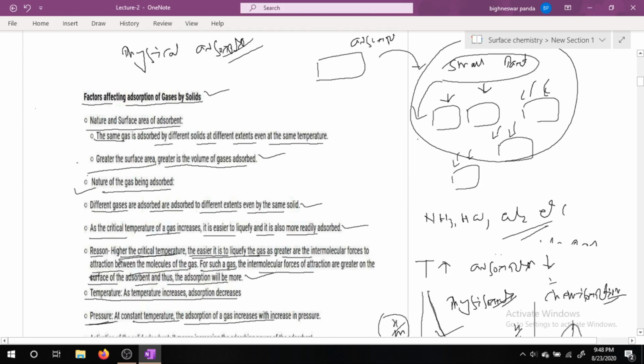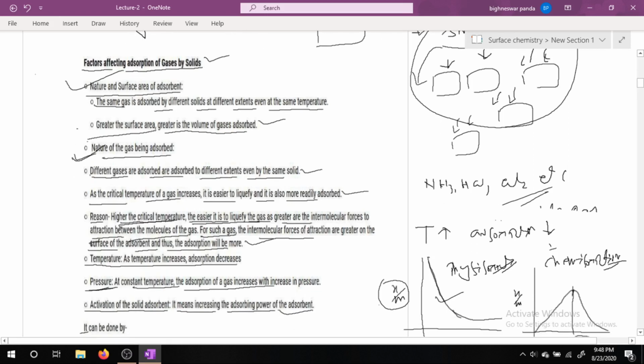So what are the factors affecting adsorption of gases by solids? First, the nature of the surface area. More is the surface area, more is the adsorption. Next, nature of the gas being adsorbed. Easily liquefiable gases can be easily adsorbed as compared to permanent gases such as hydrogen, oxygen and nitrogen, etc.